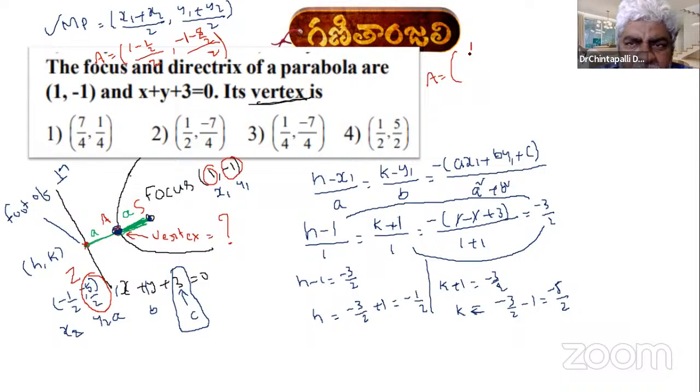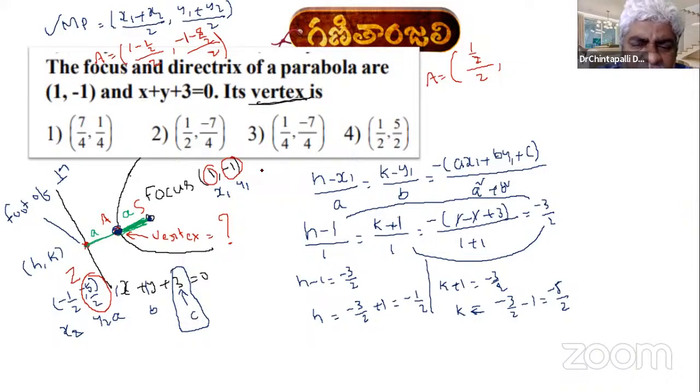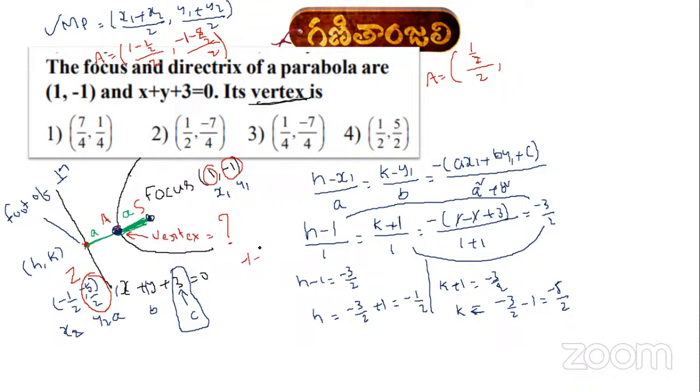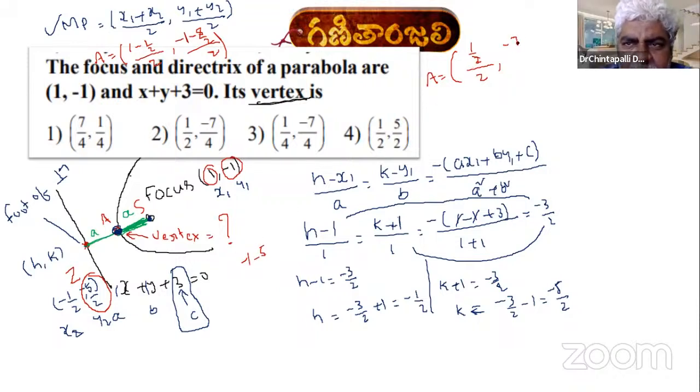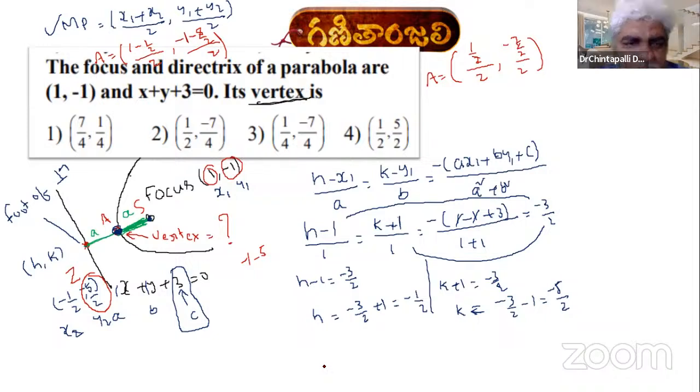1 minus 1 by 2 is 1 by 2, whole by 2, right? Yes, sir. Minus 1 minus 5 by 2, what is it? Minus 7 by 2. Minus 1 minus 5 by 2 is minus 7 by 2, whole by 2. Option 2, sir. Can you tell the correct option now? Option 2, sir.